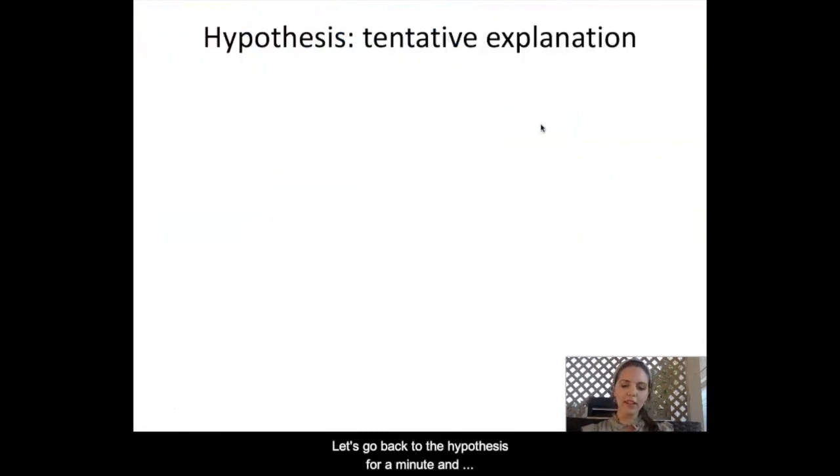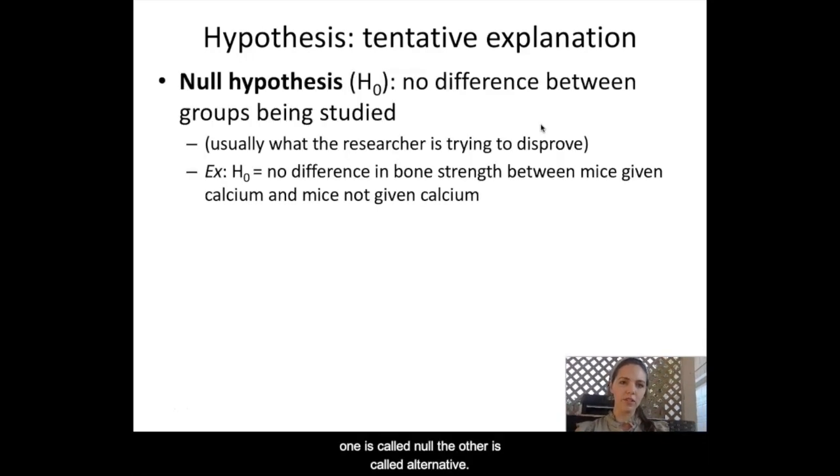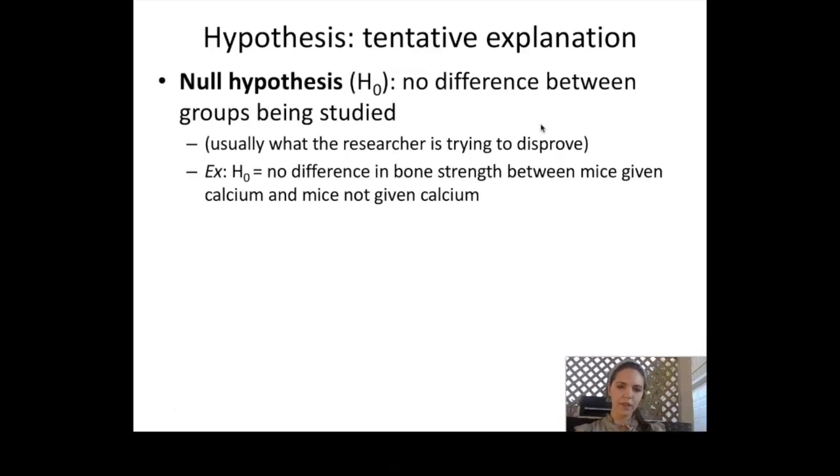Okay, so let's go back to the hypothesis for a minute and get a little more specific. So there are two types of hypotheses. One is called null, the other is called alternative. A null hypothesis states that there is no difference between groups being studied. Okay, so for example, if you are studying the effects of calcium on bone strength in mice, the null hypothesis in this case would be that there's no difference in bone strength between mice given calcium and mice not given calcium.